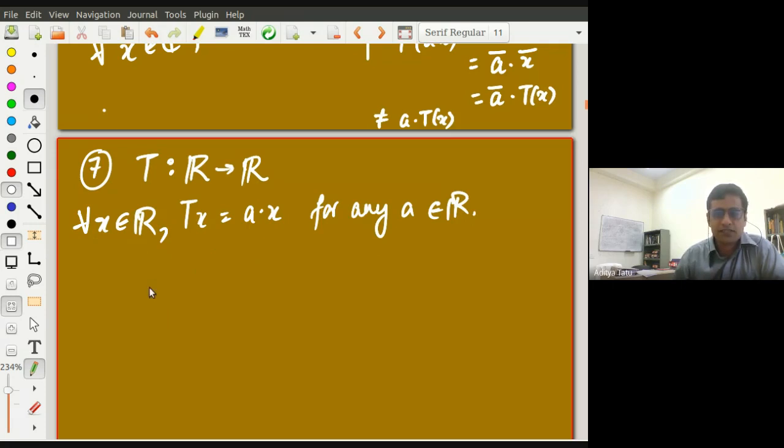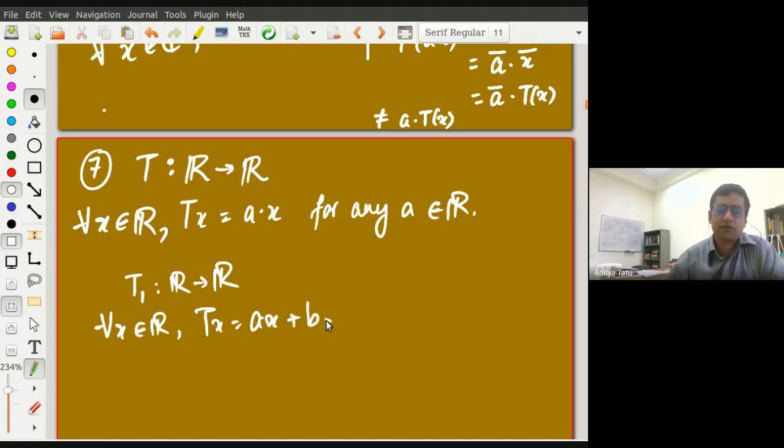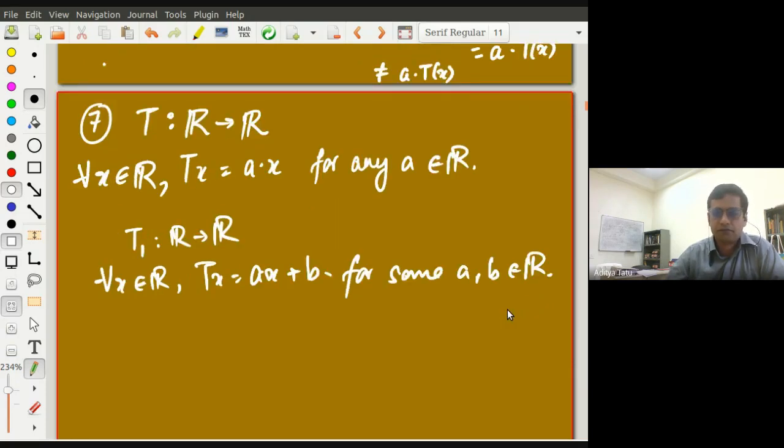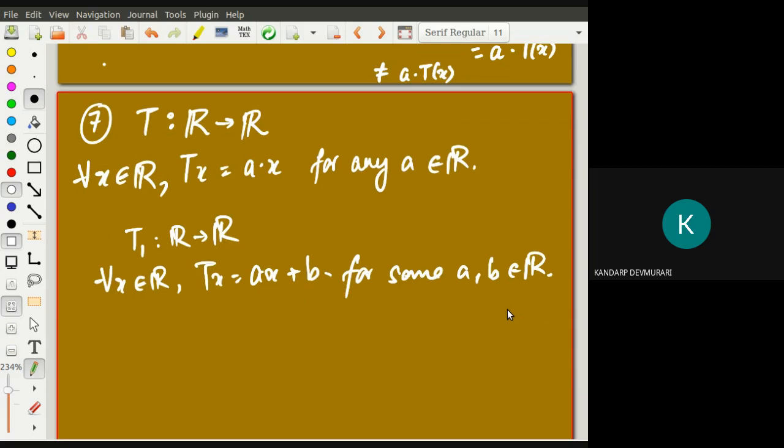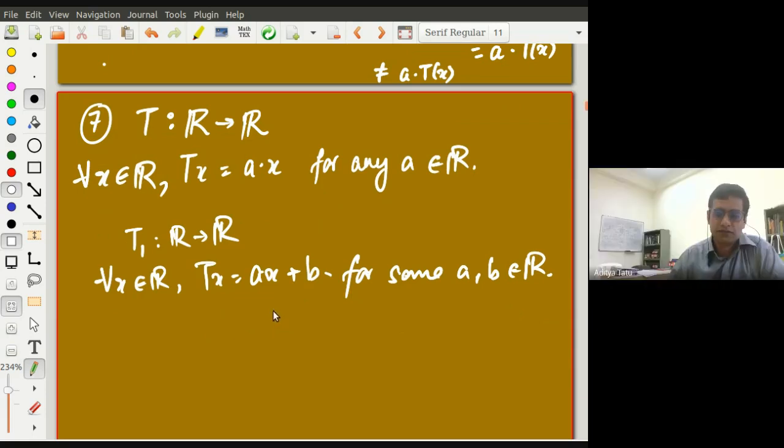I hope all of you can see it. How about this? Let's call it T1 from R to R, and it is defined in this way: T1 of x equals a x plus b for some a, b in R. Will this be linear? No, sir, if b is not equal to 0. Exactly. So T1 is linear if and only if b is 0.